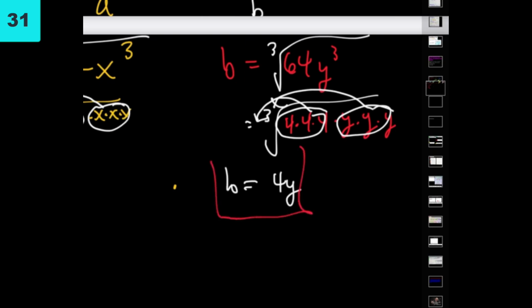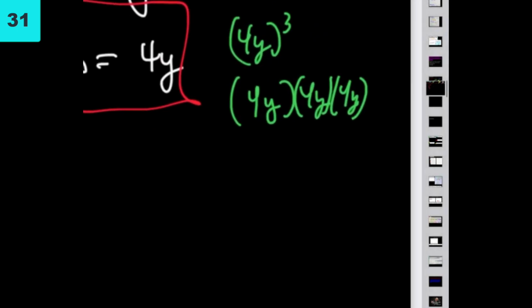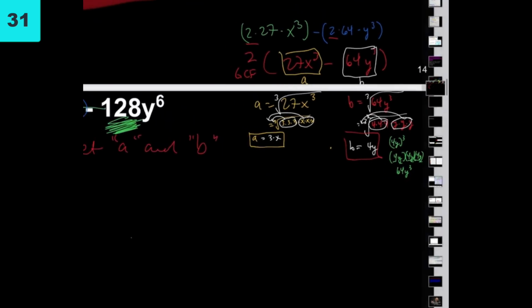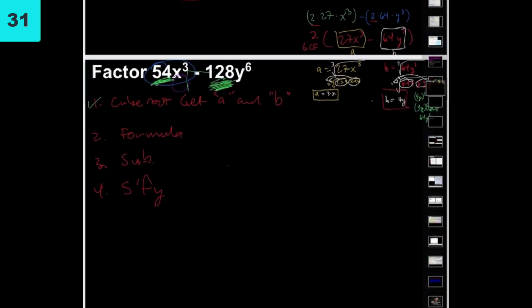Let me prove why this is correct. If you take 4y and you cube it, you would get 4y times 4y times 4y, right? And then 4 times 4 times 4 would give you 64, and then y times y times y would give you y to the third, which is our original problem. Okay, so we just found our a and our b value.